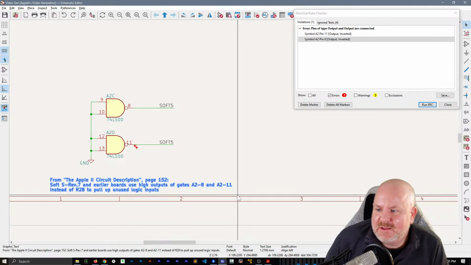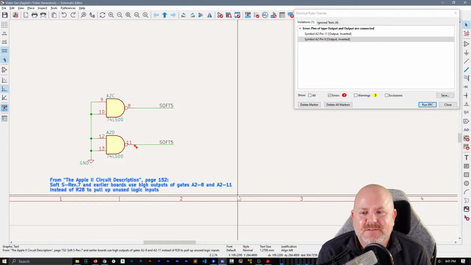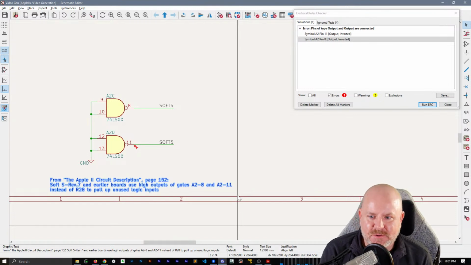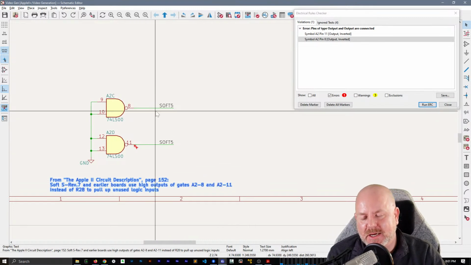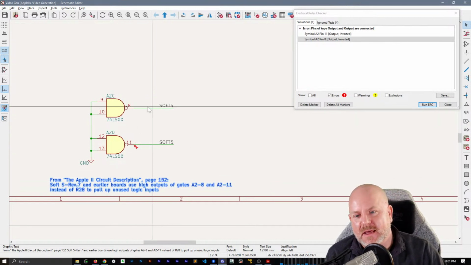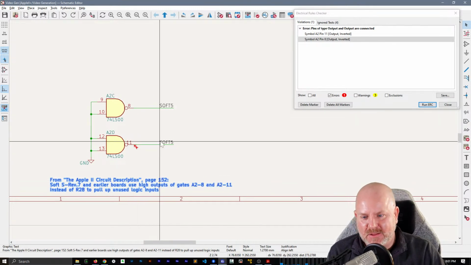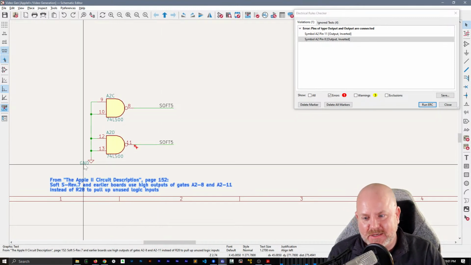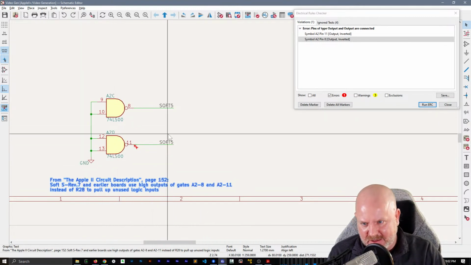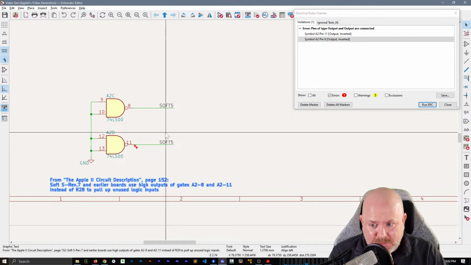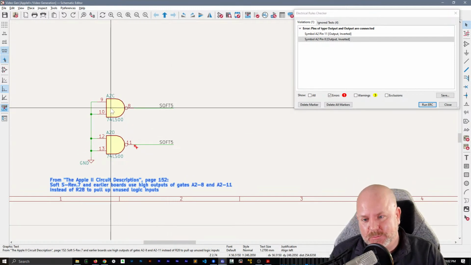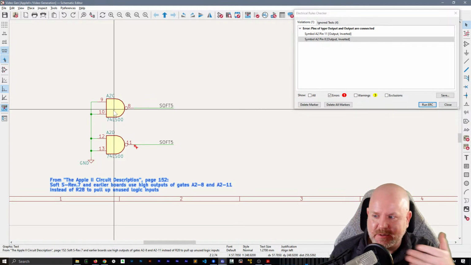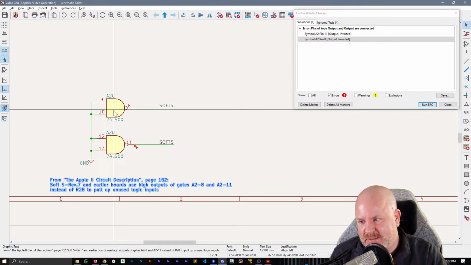And so that's why ERC is complaining, because you would not normally want to do this. If this one went high and this one went low, you'd have a short. But because the inputs are grounded, ERC has no idea that these can't change. So yeah, one option is we could modify the symbol to change the outputs, like Francois suggested.